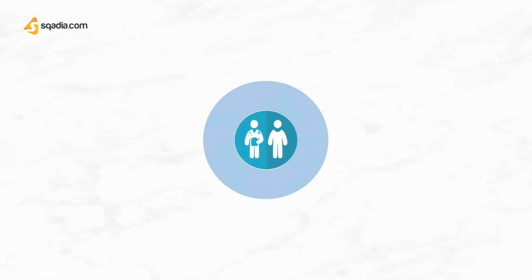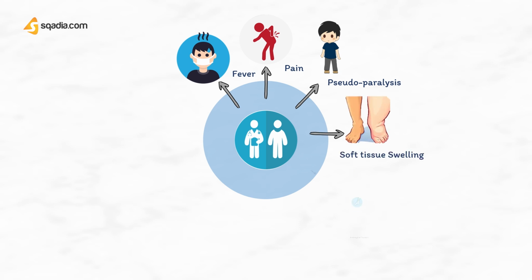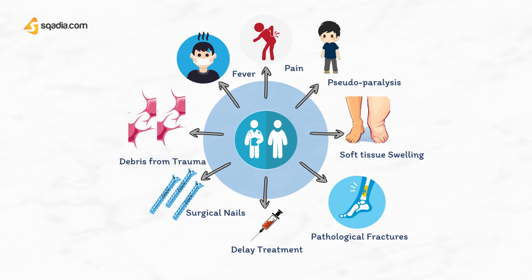Patients suffering from osteomyelitis may present with fever and pain. In the young, pain may be poorly localized, but they may stop moving the affected limb, that is, pseudoparalysis. Later, soft tissue swelling may occur and can be followed by sinus formation. Then pathological fractures may develop. Delayed treatment increases the risk of developing chronic osteomyelitis. Infection may develop around foreign bodies, for example surgical nails or debris from trauma.